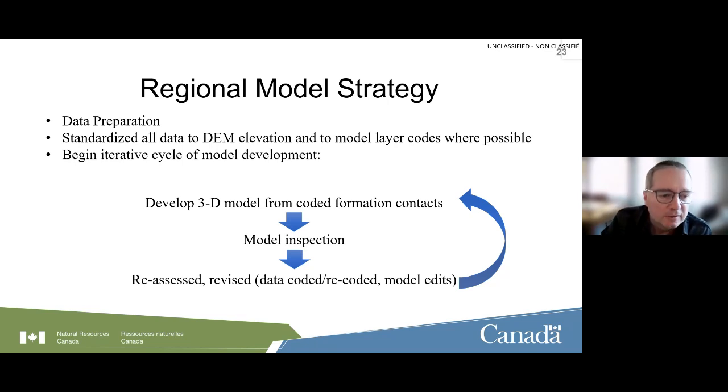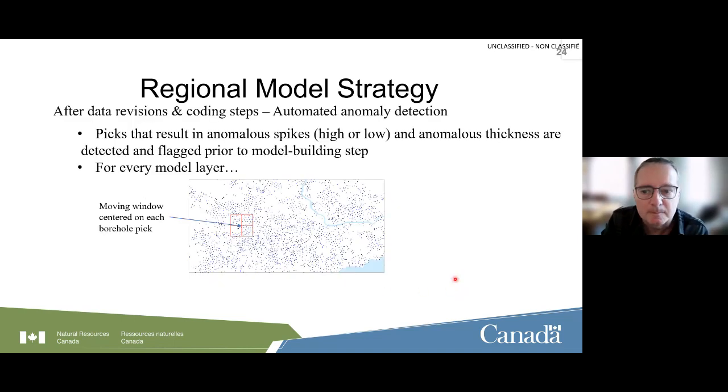So overall, the regional model strategy after data prep is we standardize all data to topo DEM and model layer codes where possible. We then begin an iterative cycle of model building. So we develop a model, we inspect it, and then we revise it and correct the data and repeat as needed. After the data revision, automated data anomaly checks are done to identify possible errors before data is reloaded into the modeling software and reprocessed.